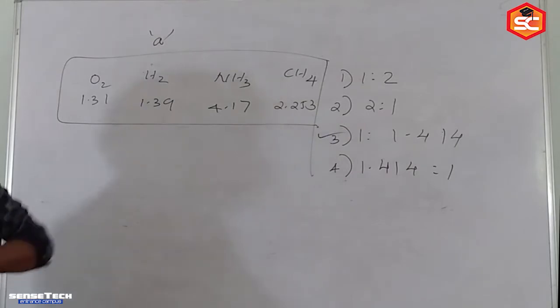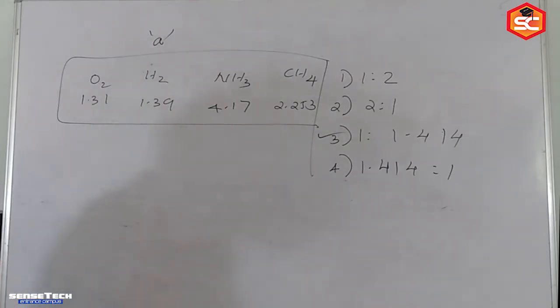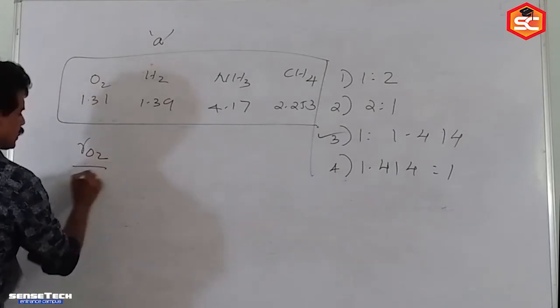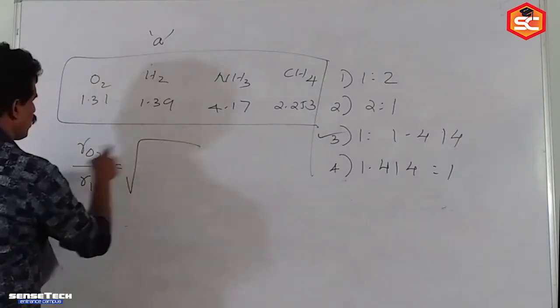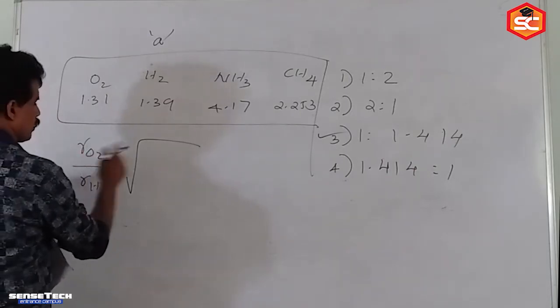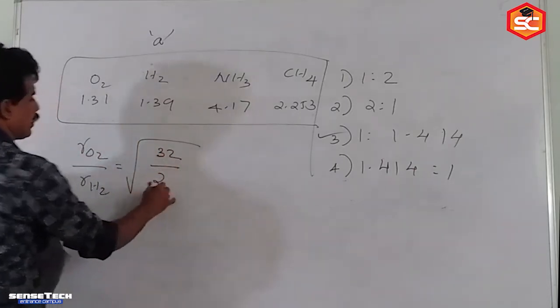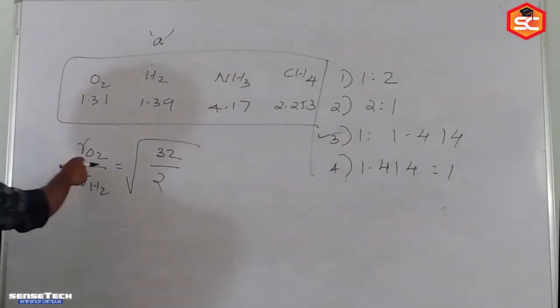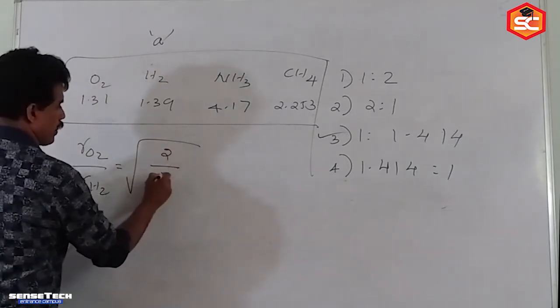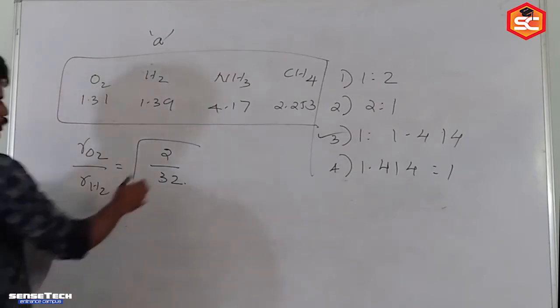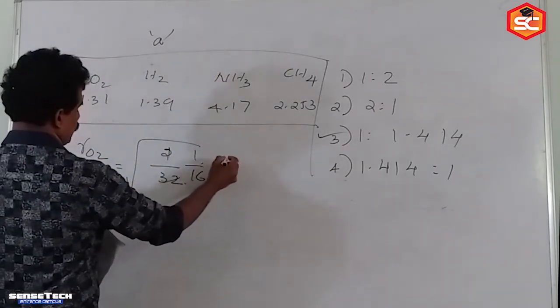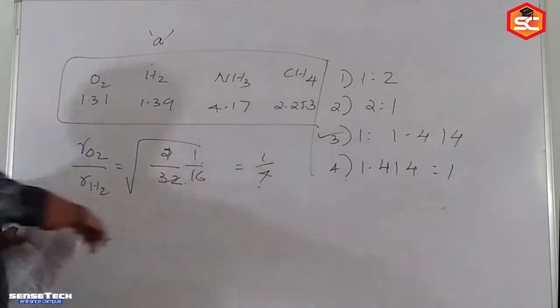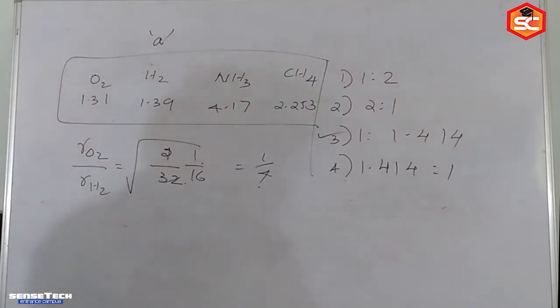Actually, that is based on the rate of diffusion. The rate of diffusion of oxygen to hydrogen is equal to the root of the molecular mass of hydrogen over the root of the molecular mass of oxygen, since rate of diffusion is inversely proportional to the root of molecular mass. That is 2 by 32, which is 1 by 16, so the ratio is 1 by 4. The diffusion tendency of hydrogen is 4 times that of oxygen.